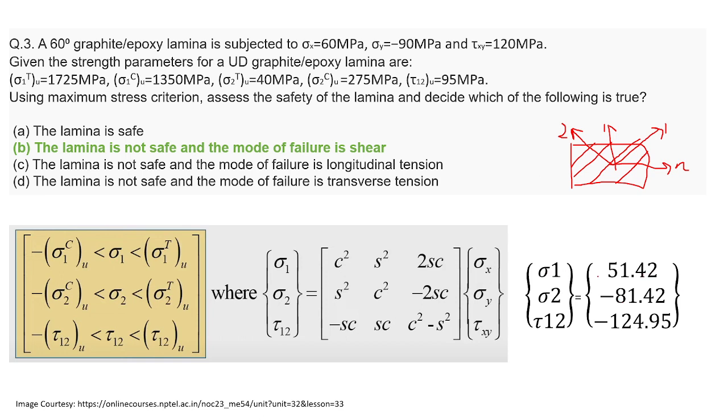Now you can see sigma 1 is 51.42. It should be less than 1725 megapascal and should be more than minus 1350 megapascal. So this lies in the range. Next is sigma 2. It should be less than 40 megapascal and should be more than minus 275 megapascal. So this lies in that range. But tau 12, it should be less than 95 megapascal, which it is, but if it is negative, then as I told, it should be more than minus tau 12 ultimate. So minus 95, and here it is minus 124.95, which is less than minus 95. So that's why the answer will be that the lamina is not safe and the mode of failure is shear. As you can see here, you are getting a value which it should not be.